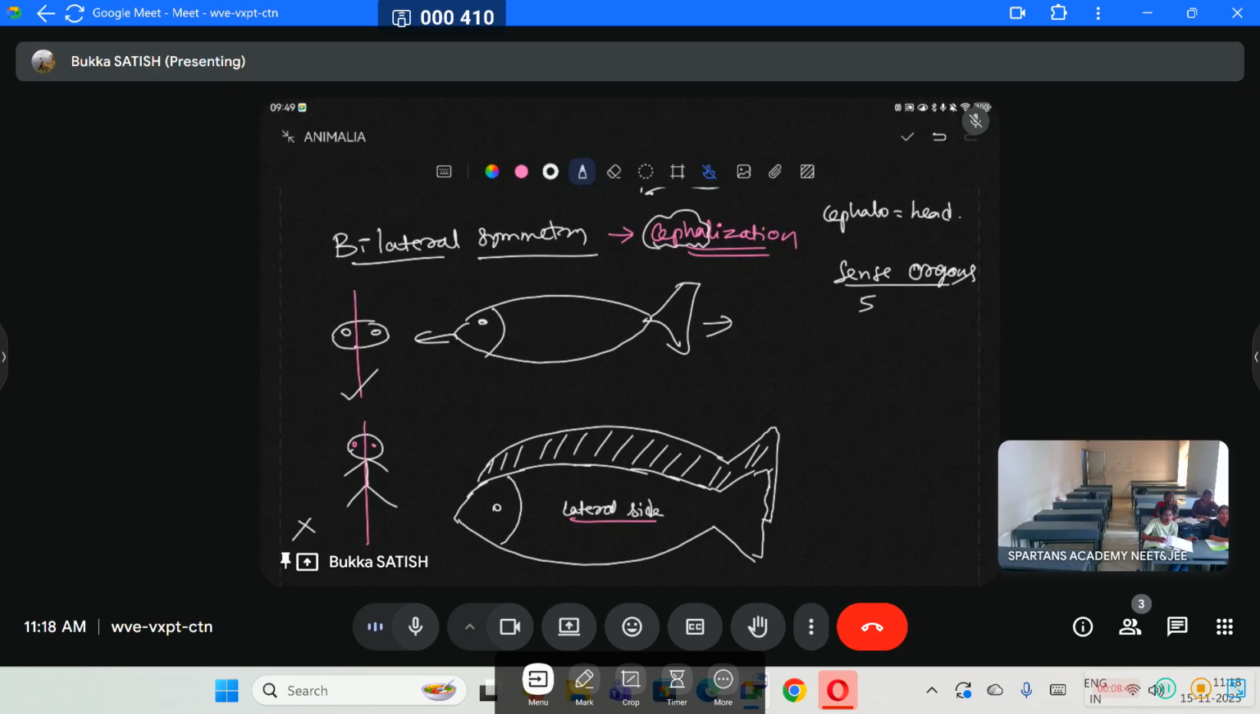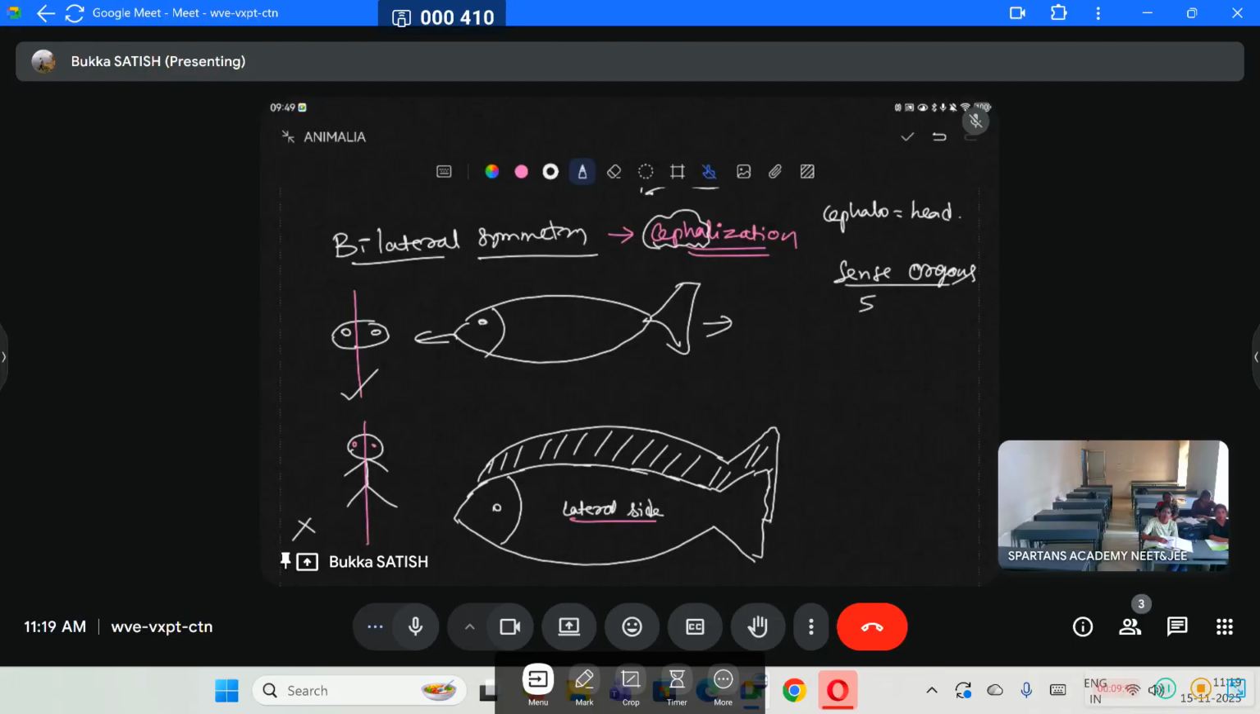Vision, hearing, taste. Next, smell. These four are present in the head or not? Vision, hearing, smell, taste. Four are present in the head. Next, touch. That is skin. Skin is also present in the head. Of course, skin is present throughout the body too, but it is present in the head also, no?